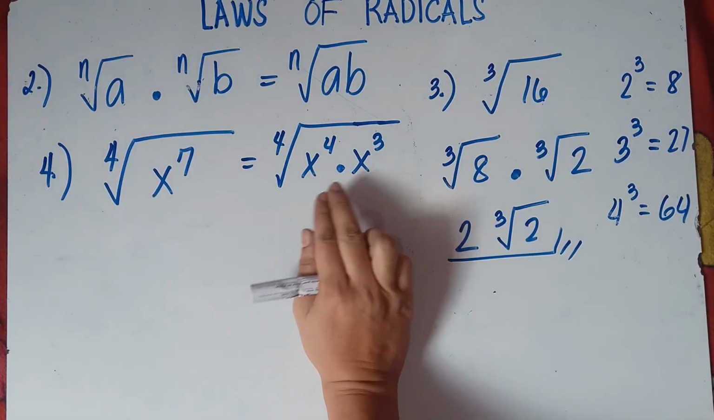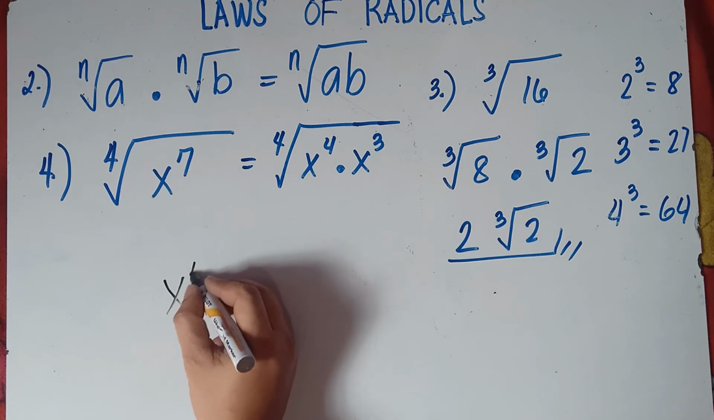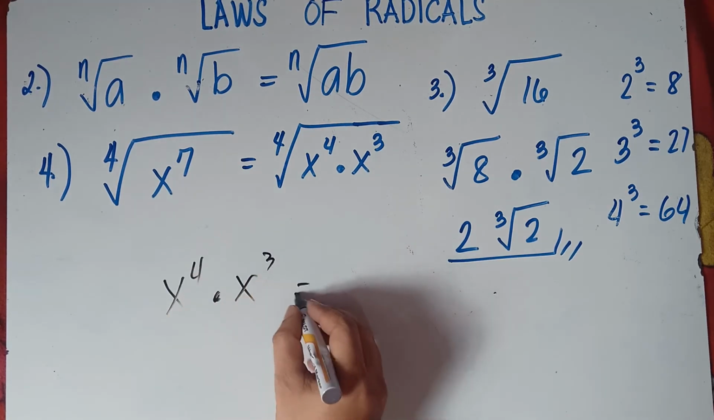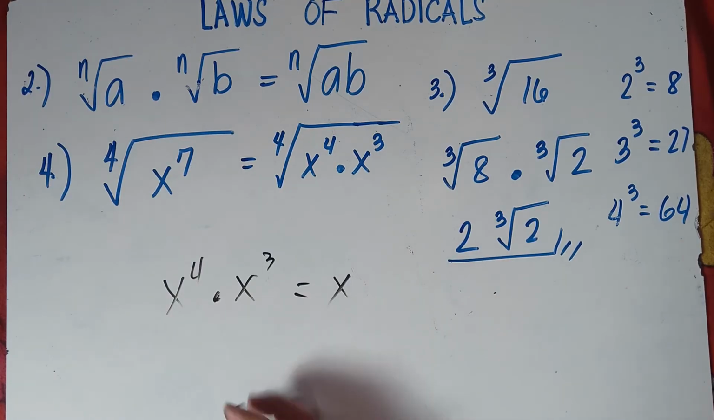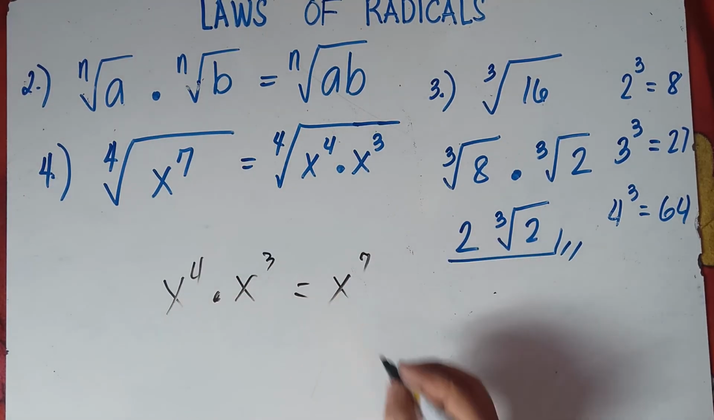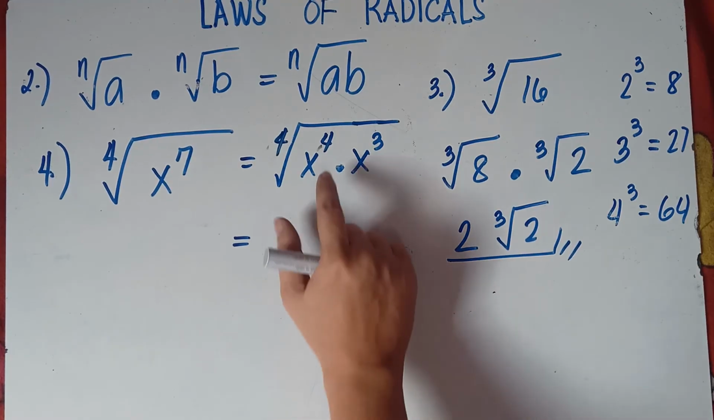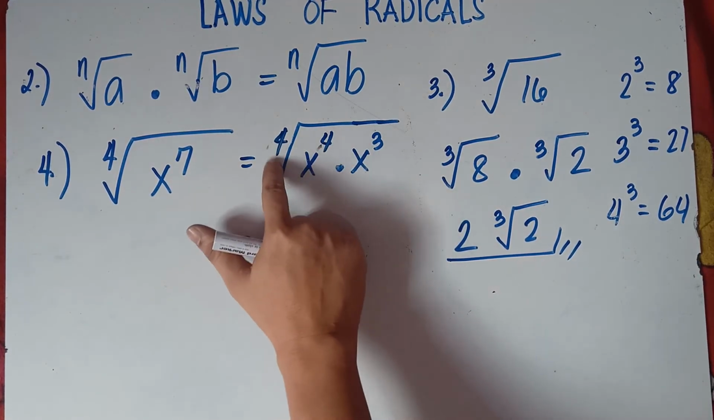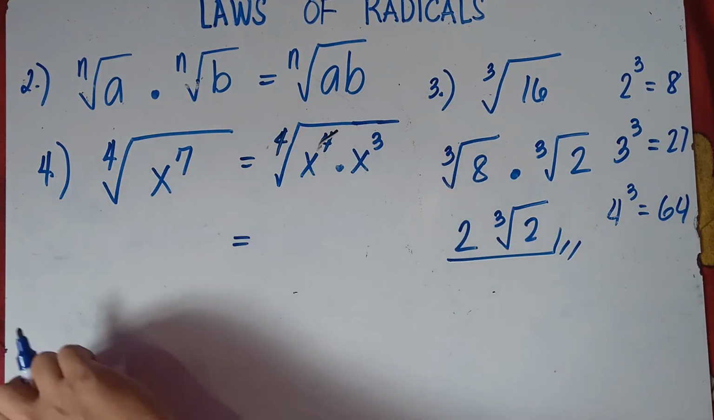Now, do you still remember, class, in the laws of exponents, if they have the same base, x raised to the power of 4 times x raised to the power of 3, you simply copy the base, then you add the exponents. 4 plus 3 is 7. Alright, so we have the fourth root of x raised to the power of 4 times x raised to the power of 3. Now, since this has the same index and exponent, you can cancel this out and put it outside the radical symbol.